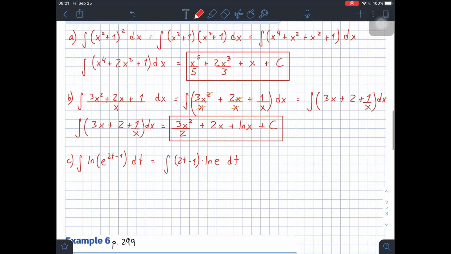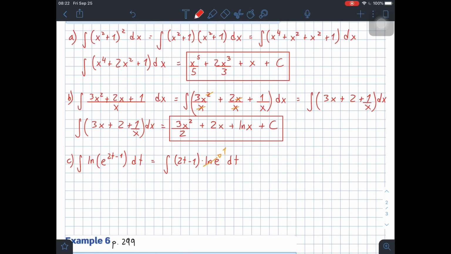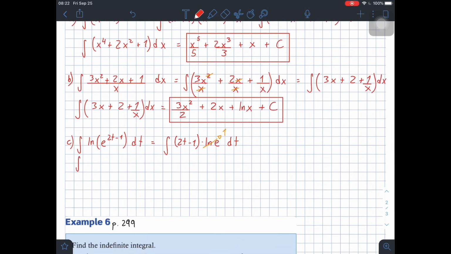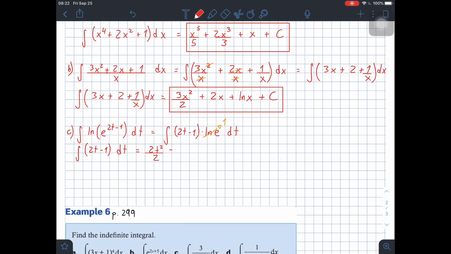And if you remember, the natural logarithm of e is always equal to 1, right? So we simplify this expression and say that this is the same as the integral of 2t minus 1 with respect to t. And this is something easy to integrate, right? The integral of 2t would be 2t squared over 2, and the integral of negative 1 is t, right? So minus t plus c. Don't forget the plus c. And that would be the result.